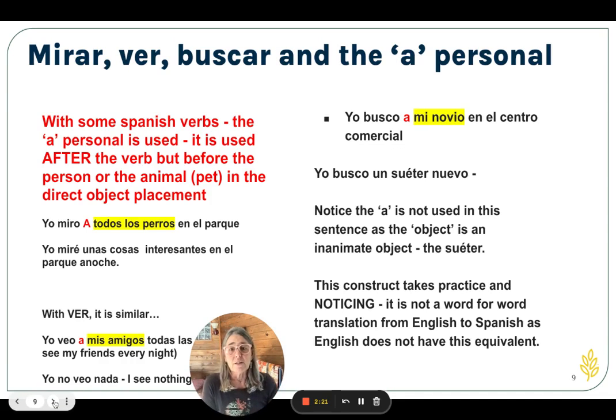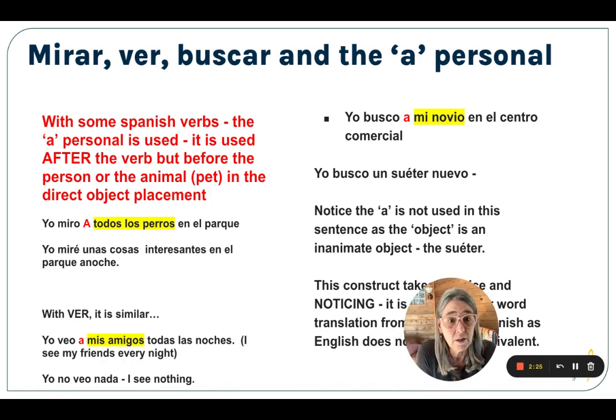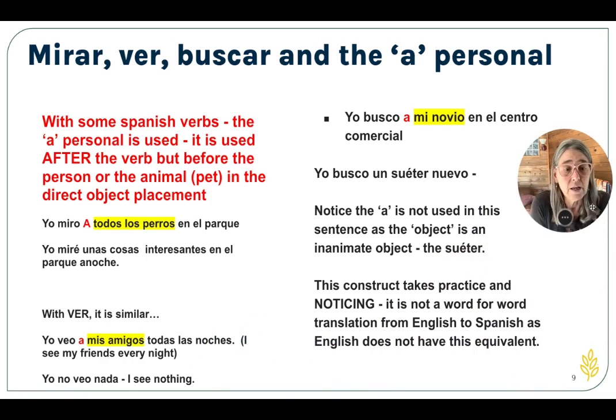Last but not least, there are some verbs, ver, mirar, buscar, which is not part of this lesson. Encontrar, there are other words that use the letter a after it if the next word is referring to a person or an animate object like a pet or a dog or whatever. So notice it says, yo miro a todos los perros en el parque versus yo miré unas cosas interesantes. Cosas interesantes are objects. People, dogs, they have a beating heart.